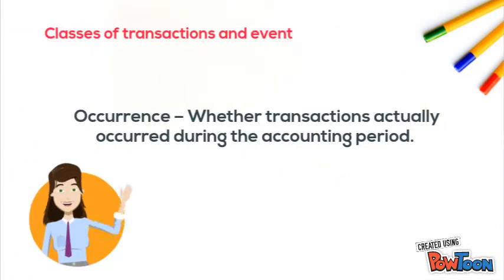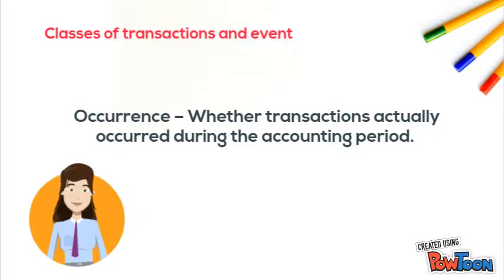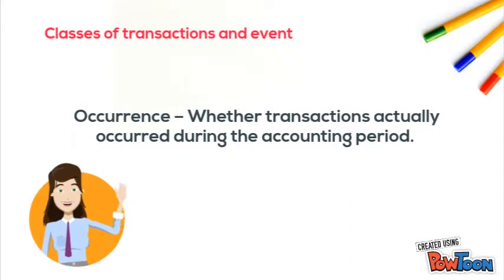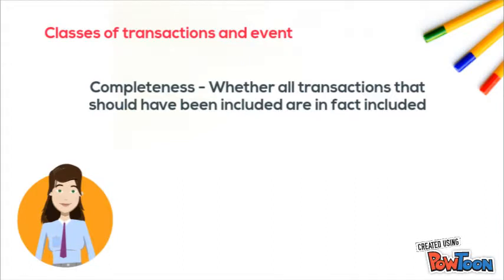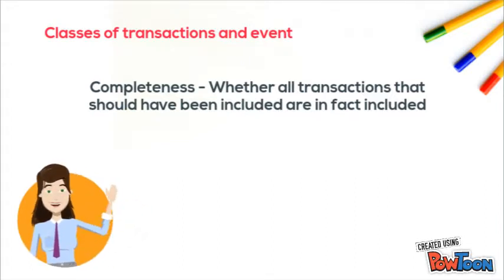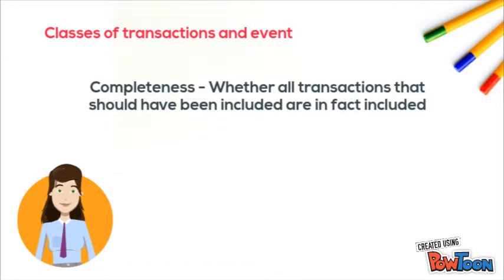Occurrence: whether the transaction actually occurred during the accounting period. In other words, did the transaction really happen? Completeness: whether all transactions that should have been included are in fact included. In simple terms, is everything included in all transactions?